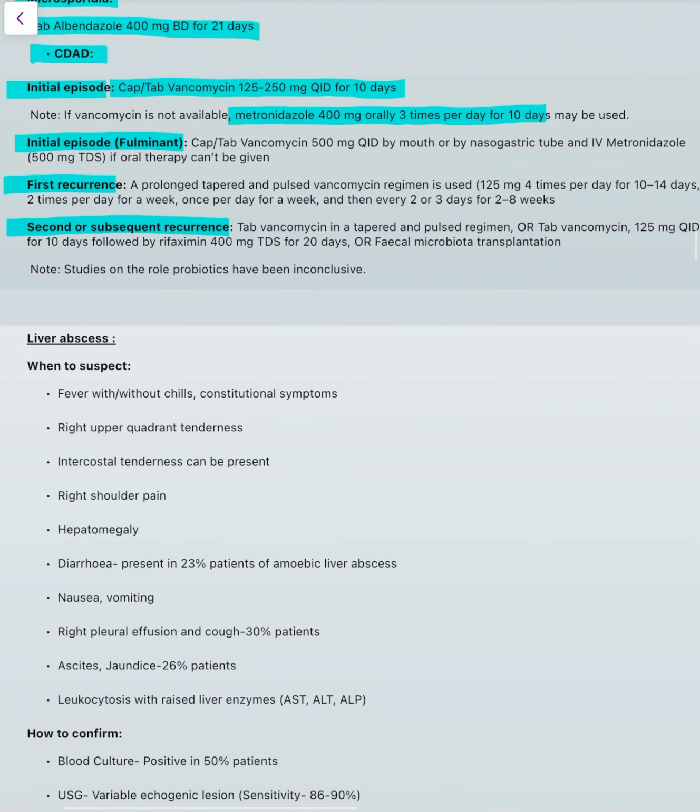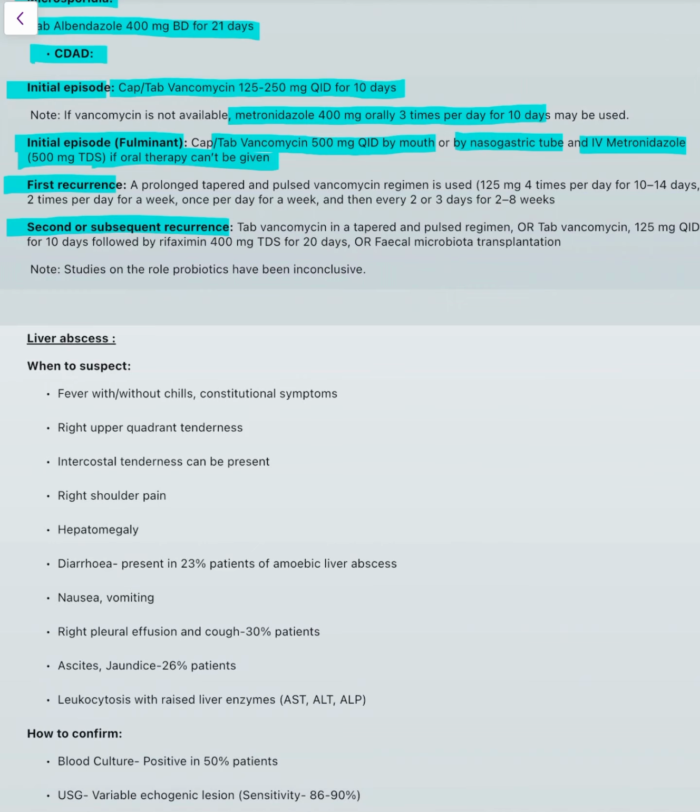In fulminant cases, that is in shock, we have to increase the dose. Vancomycin 500 mg 4 times a day by mouth, or by NG tube if the patient is not taking orally, along with IV metronidazole 500 mg 3 times a day if oral therapy can't be given. Okay, you should prefer vancomycin orally only, because we want the antibiotic to act locally inside the intestines, right?